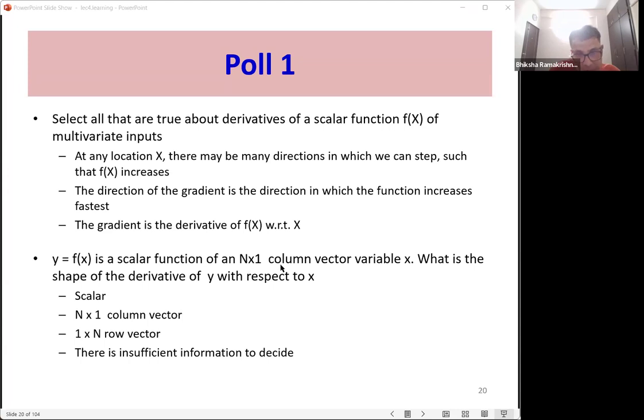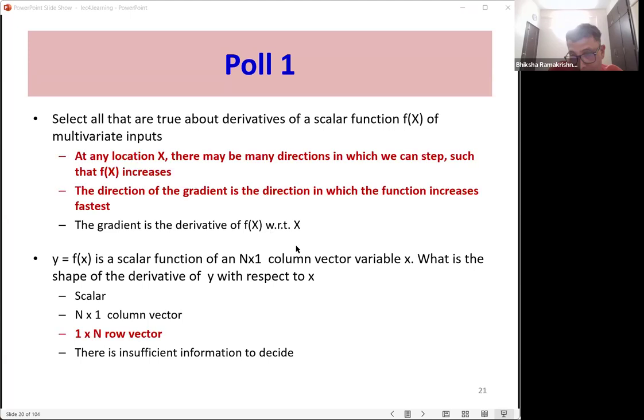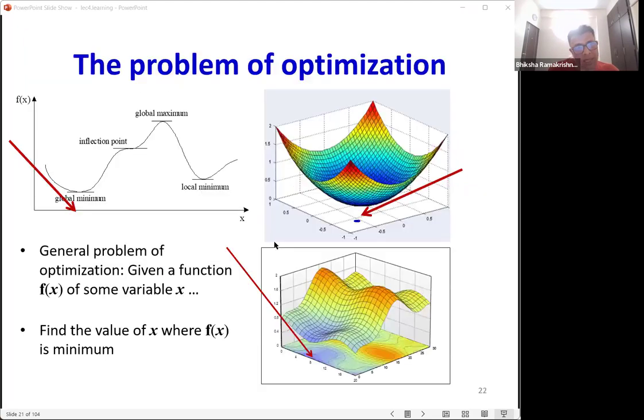If f of x is a scalar function of an n cross 1 column vector, what is the shape of the derivative with respect to x? What is the shape of the derivative? 1 cross n, right? And Daisy, we are not guaranteed that f will increase. At maxima, it's not going to increase anymore. It's just that if f increases, that's the direction of steepest increase. If it's a smooth function, it will increase in some directions and decrease in others. It's only at maxima and minima that it won't. At maxima in particular, there's no further increase, and so the gradient is going to be 0.